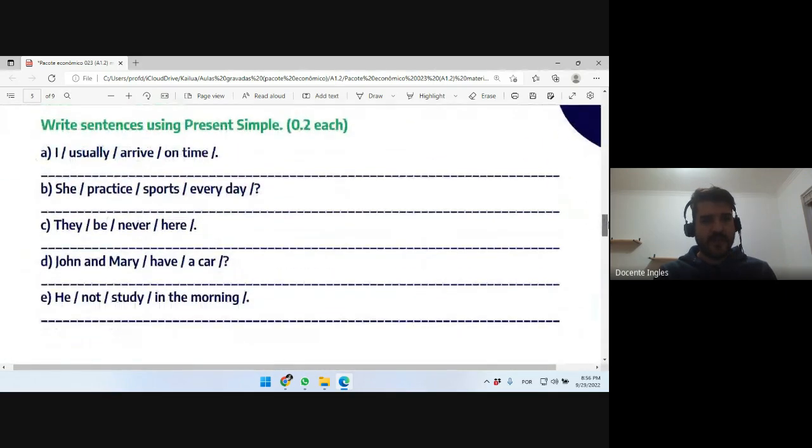Question 3, we have write sentences using present simple. Okay, so here the words are in the correct order, but you have to use the correct present simple. So if it's necessary to include a word, or if it's necessary to adapt a word, do it. Okay? So pause the video, write the sentences, and we will correct.